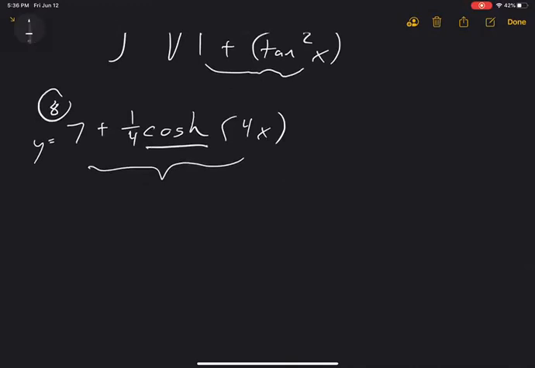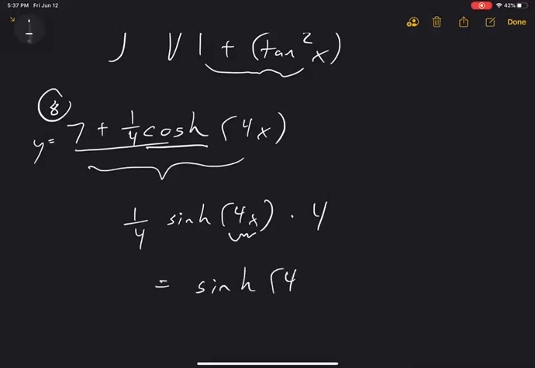Look up what the derivative of this cosh is, and remember to do chain rule. So I believe it's positive sinh, which would be hyperbolic sine. So I believe the derivative of this would be 1/4 sinh 4x times 4, right? Because we're going to multiply by this derivative. So we just end up with sinh of 4x.